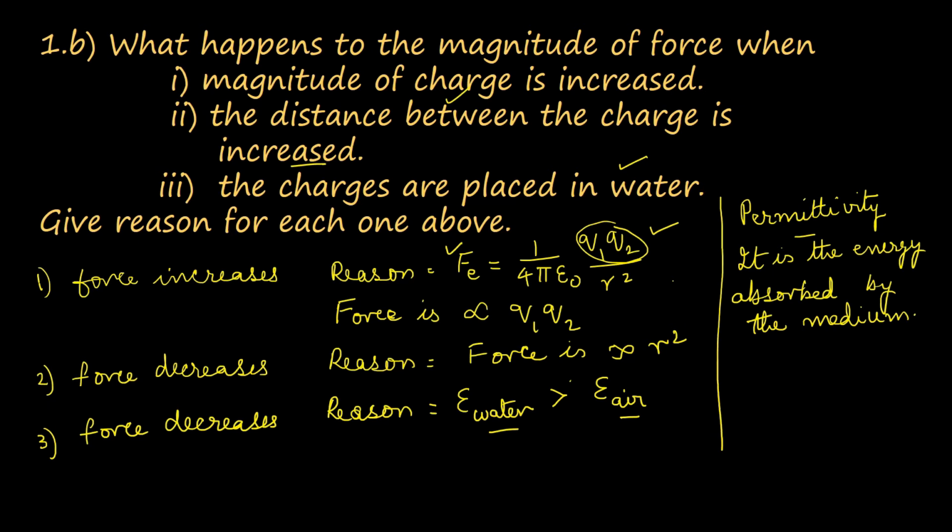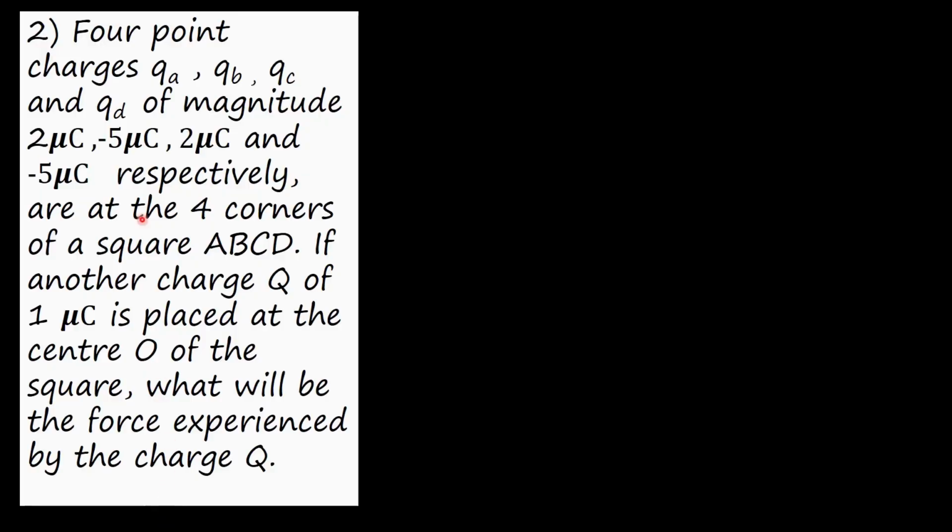That is the second question. We will do the second problem. 4 point charges QA, QB, QC and QD of magnitude 2 microcoulomb, negative 5 microcoulomb, 2 microcoulomb and negative 5 microcoulomb respectively are at the four corners of a square ABCD. If another charge Q of 1 microcoulomb is placed at the center O of the square, what will be the force experienced by the charge Q? We will represent this in the form of a picture.